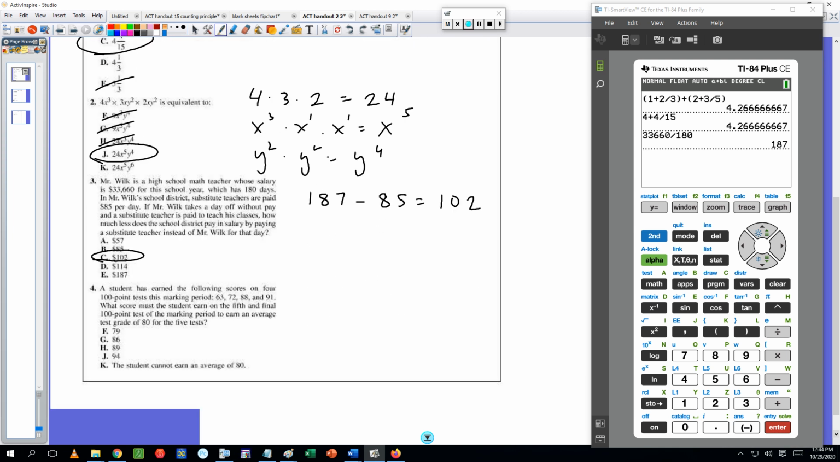A student has earned the following scores on 4 100-point tests this marking period: 63, 72, 88, 91. What must the student earn on the fifth and final 100-point test to earn an average of 80?